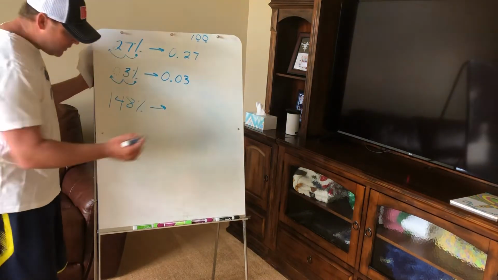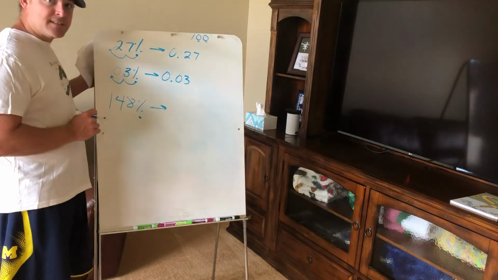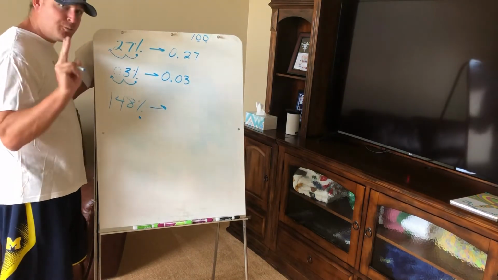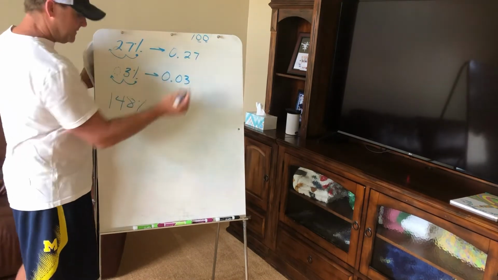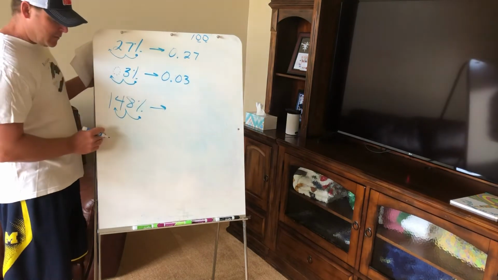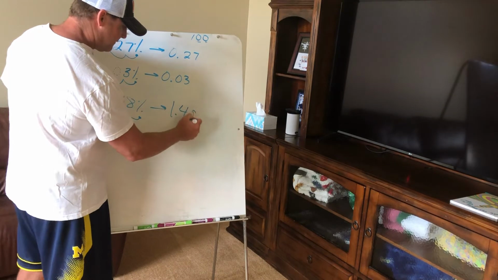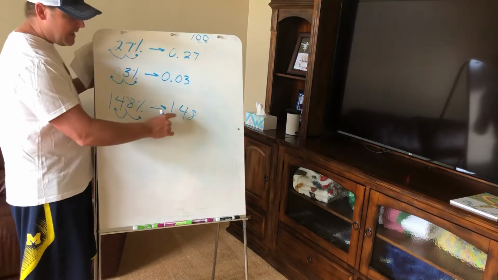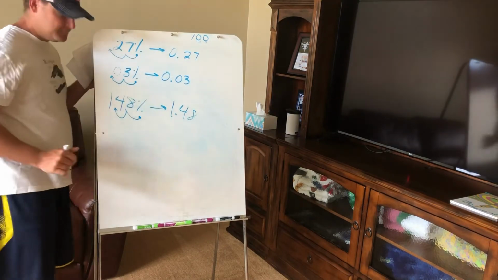Percent. We are going to replace the percent with a decimal and move the decimal 2 places to the left because 100 has 2 zeros. So our answer is going to be 1.48. 1 and 48 hundredths.